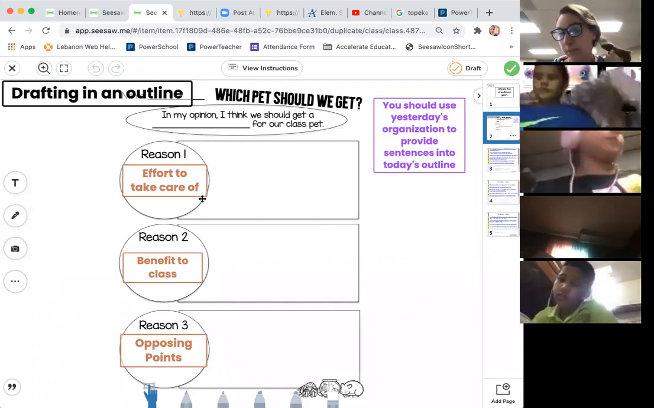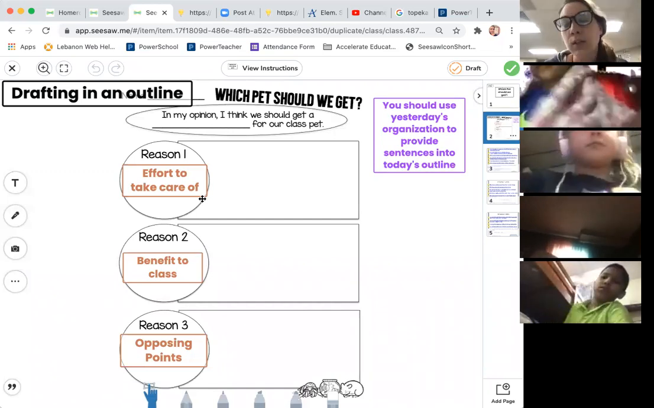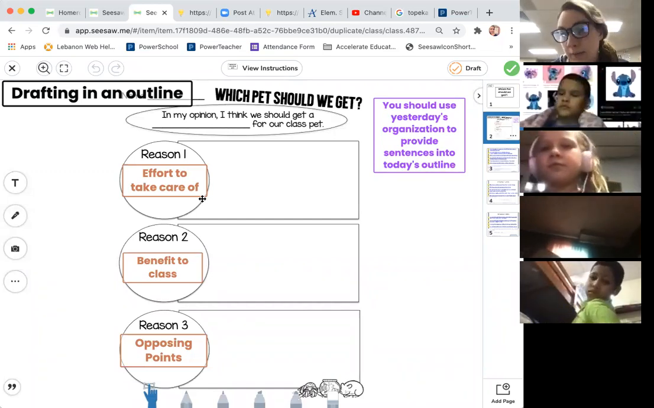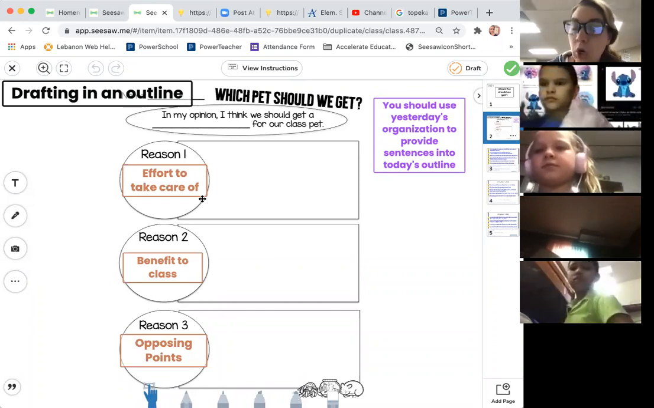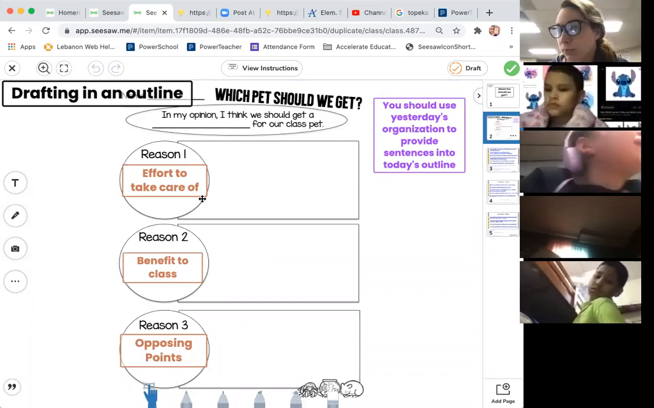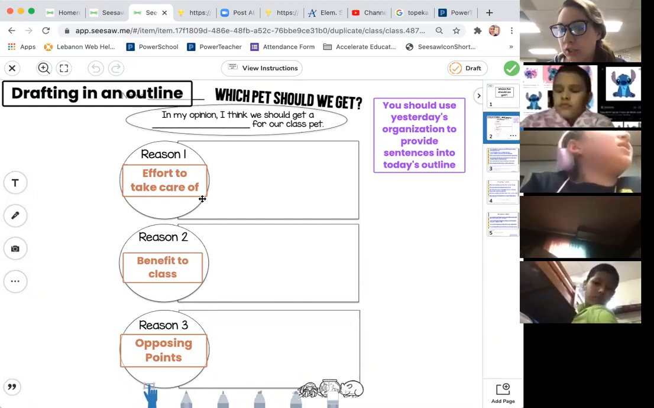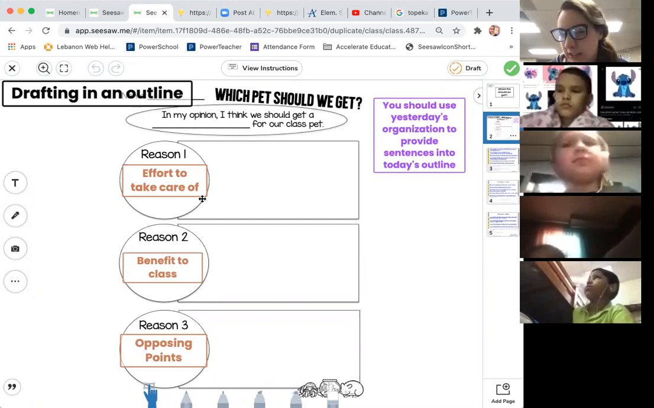So like one example would be, yes, a hamster is a little bit more difficult to take care of. You have to clean it more often and you have to clean out the cage, but it will teach us responsibility and teach us how to care for animals. Like that's an example. Does that make sense?